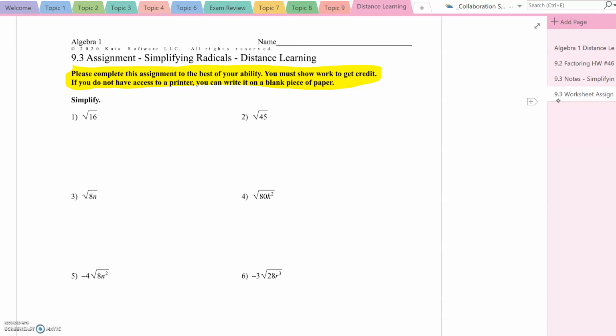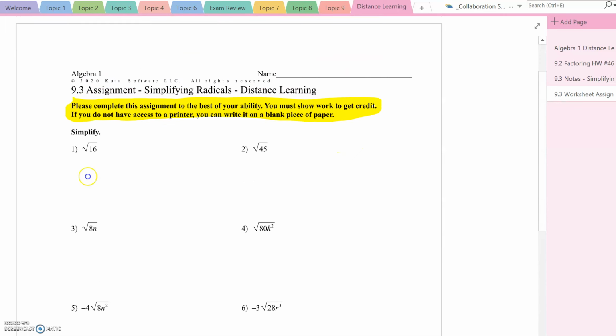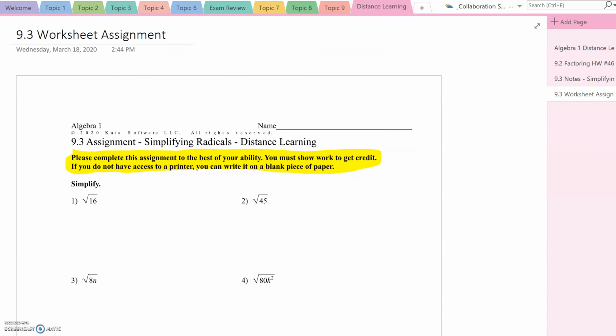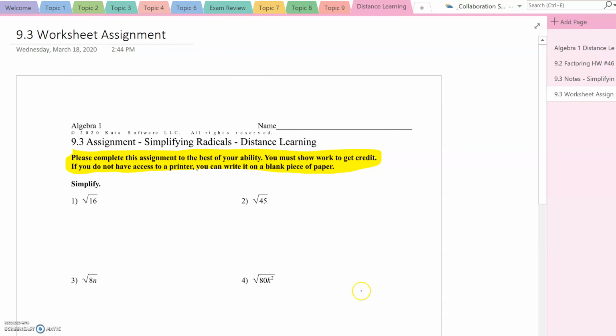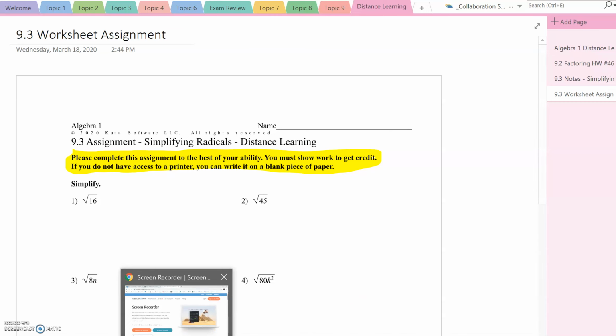So your 9.3 worksheet assignment that I have on my screen right now is due on Tuesday, March 24th. Yes, Tuesday, March 24th. And then you also have a Pearson Realize assignment.